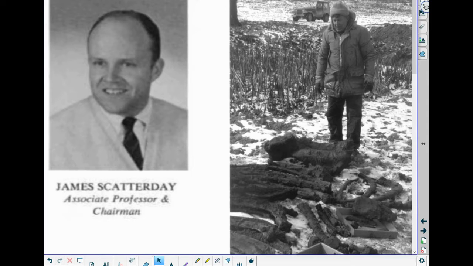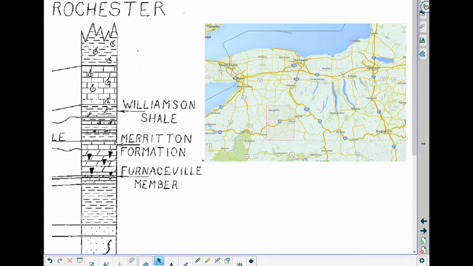In college, I had a professor named Dr. Scatterday, and he was a paleontologist and a paleontological professor. He was involved in finding a mastodon. You can see him pictured here with some mastodon bones that were found down in the Avon area. And one day he says, all right, class, we're going to go on a field trip. And he took us to the Rochester Gorge, which is right here in Rochester. And we would walk down the gorge, and as we walked down the gorge, he had us collect rocks and measure thicknesses.